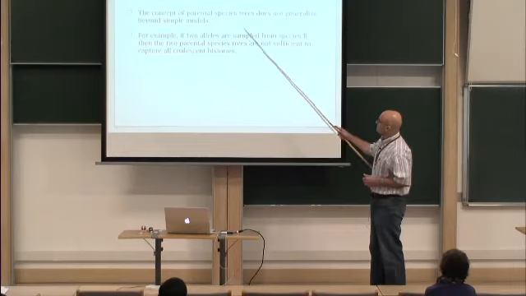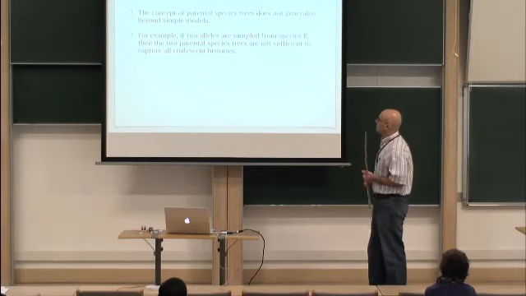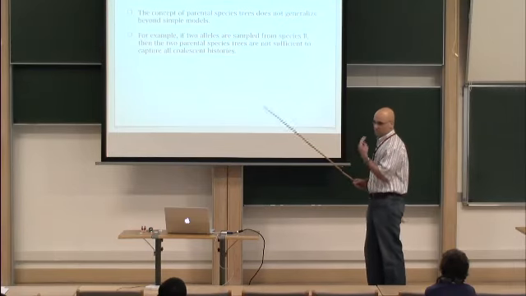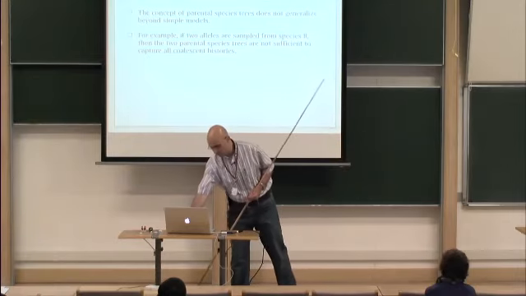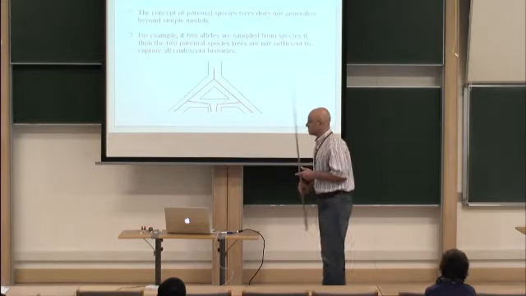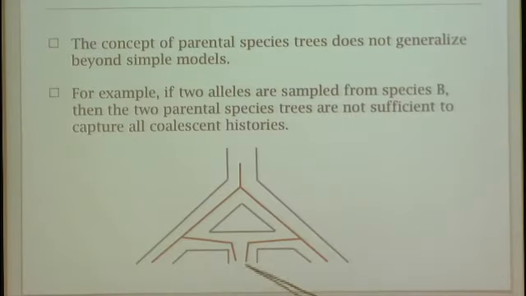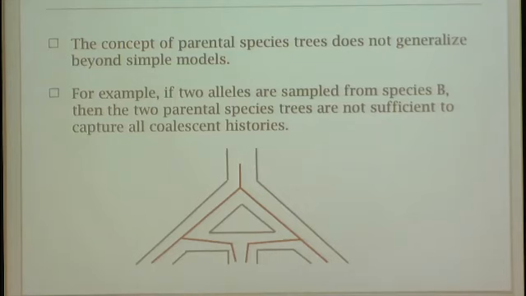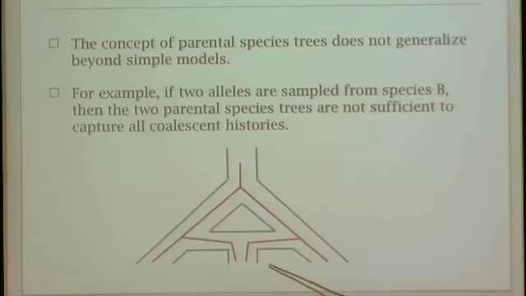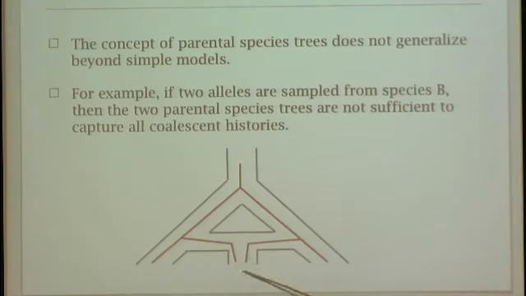You cannot extend this notion of parental species trees because, for example, if you have two alleles sampled from B, then the parental species trees will fail to account for all valid coalescent histories. So suppose I sample two alleles from B here. One can go this way, one can go this way. So if you look at the parental species trees, one of them forces both of them to go left, one of them forces both of them to go right. Neither of the two parental trees will allow you to model the case where this went left and this went right here. Okay, so if you have more than a single allele, that model of looking at parental species trees will not work.